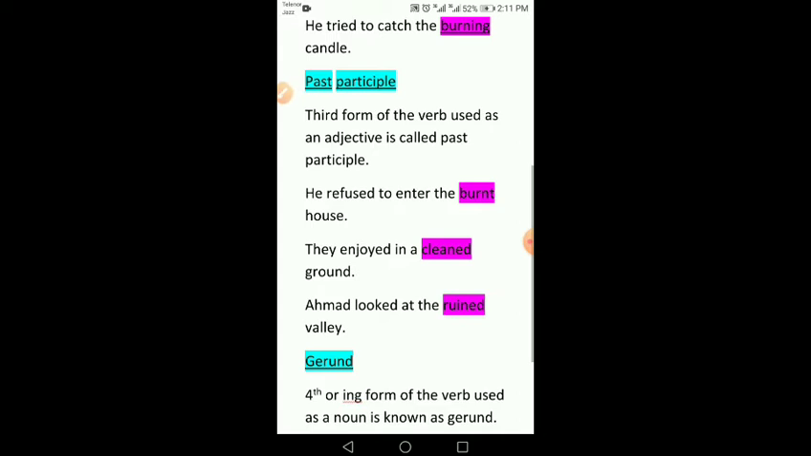I hope you have learned it well. Try to find more examples out of your books. So I'm going to past participle. Third form of the verb used as an adjective is called past participle.